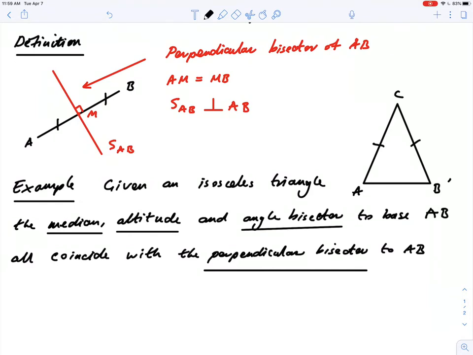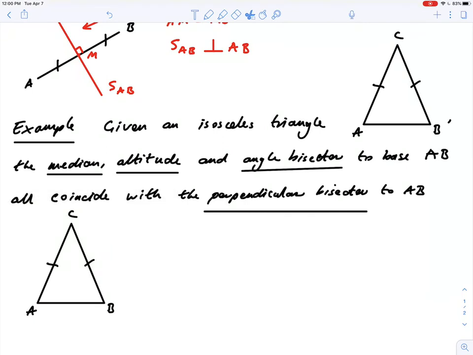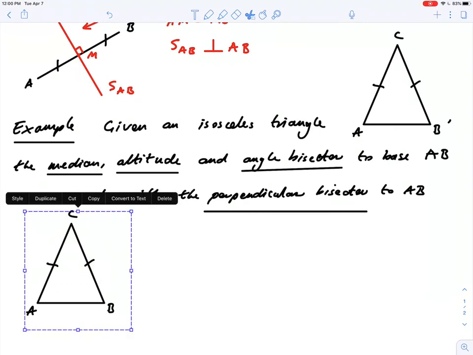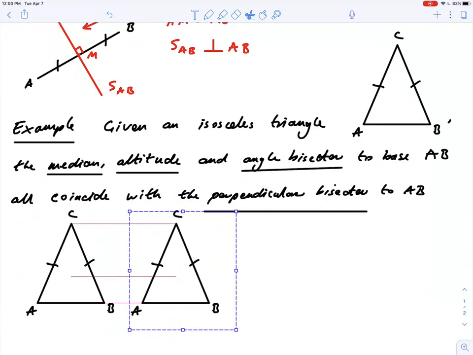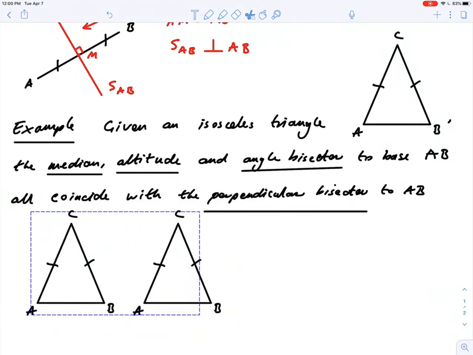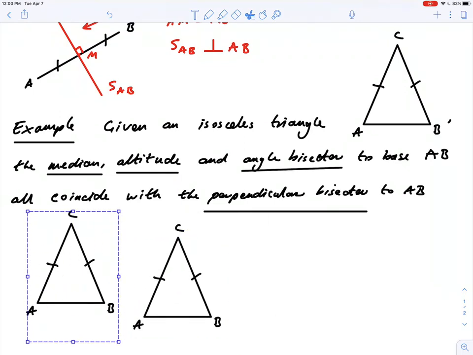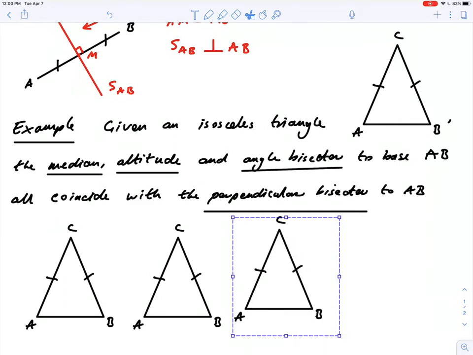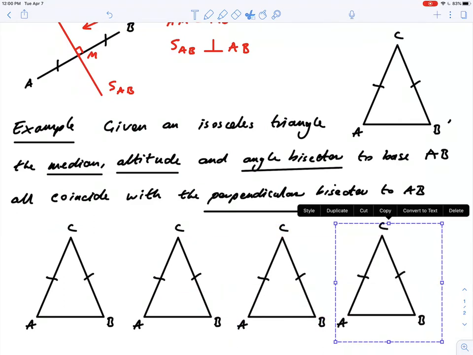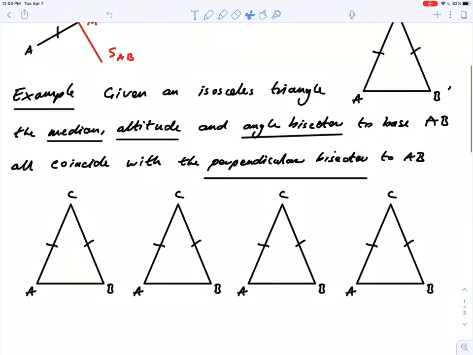So I think it's worthwhile drawing a picture of this so that we really understand what I'm trying to say. Let's draw a few copies of it. Okay, so what do we have? We've got four lines, basically. Now let's go through each of them just to make sure we really understand.